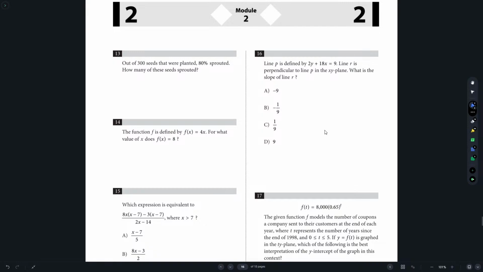Out of 300 seeds that were planted, 80% sprouted. How many of these seeds sprouted? So we multiply 300 by 0.8. 0.8 is the equivalent of 80%. We know this because 80 over 100, 80% or 80 per 100, gives us 0.8. 0.8 times 300 is 240.